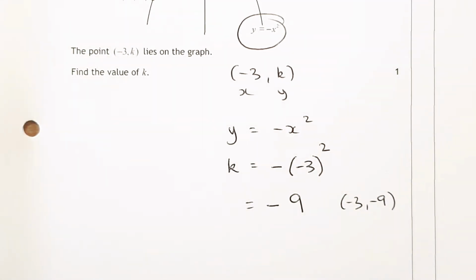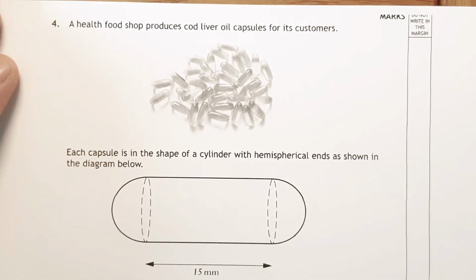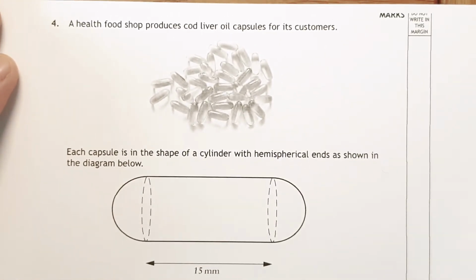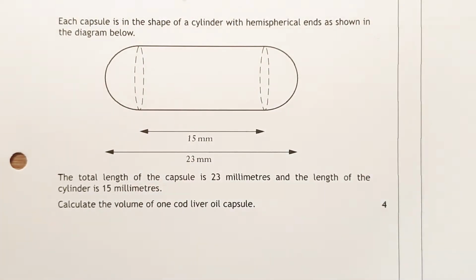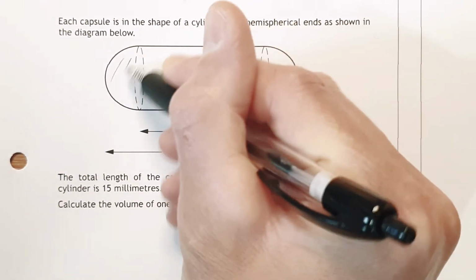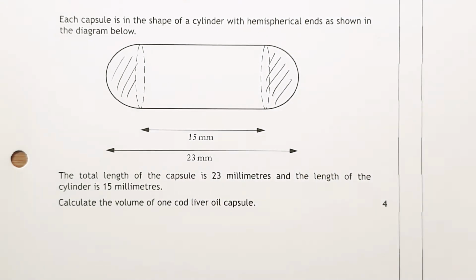Now in question 4, we've got a capsule and we've got to calculate its volume. So in order to do that, you've got to split it into a couple of pieces. You've got the hemisphere and a hemisphere. Those go together to make just one big sphere. And you've also got this cylinder in the middle. So we're going to work out the volume of the sphere and the volume of the cylinder, and we're going to add those things together.